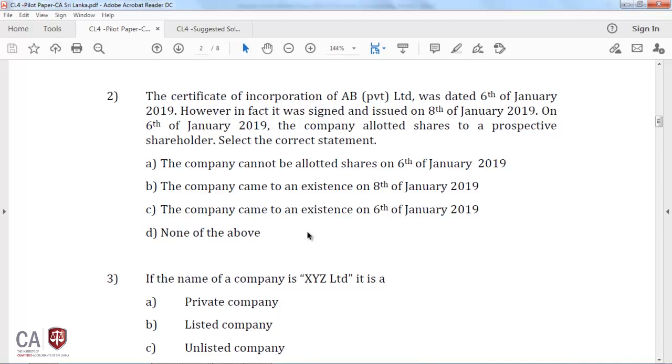Now, here the problem is based on a situation where a company incorporation was effected on the 6th of January 2019, but it took 2 days to sign the incorporation certificate and issue the same, which took place on the 8th of January 2019. However, with the incorporation being announced on 6th of January 2019, the company allotted shares to a prospective shareholder. The issue here is whether such allotment of shares is valid or invalid. Suppose the incorporation was not made effective on 6th of January, but rather on the 8th of January, then the allotment of shares is invalid.